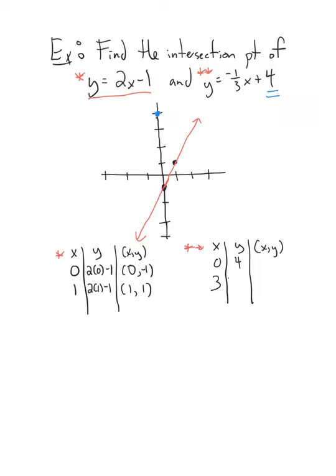So this is going to be -1/3 times 3 plus 4. So negative a third times 3 is negative 1, and then negative 1 plus 4 is 3. So we have the point (3, 3). And up here, I guess I should write we have the point (0, 4). So we have the point (3, 3). Let's sketch that. That is here.